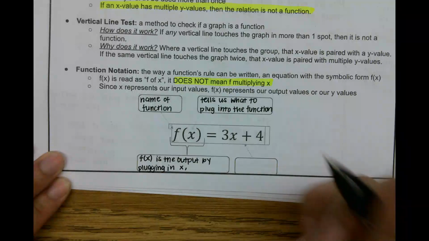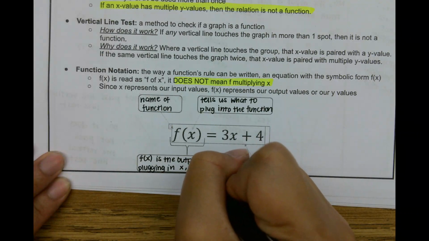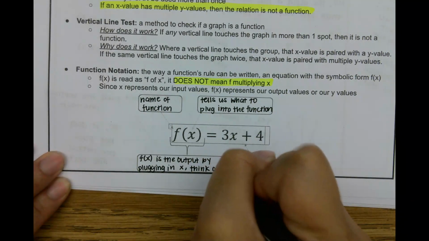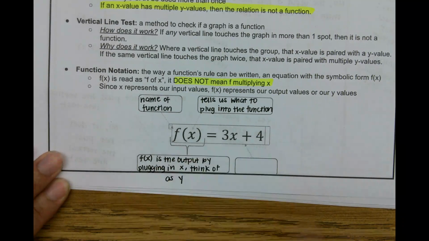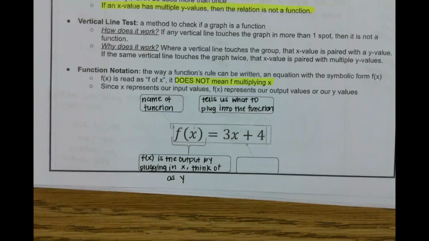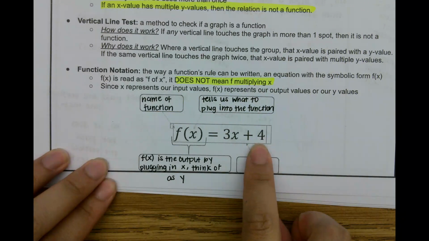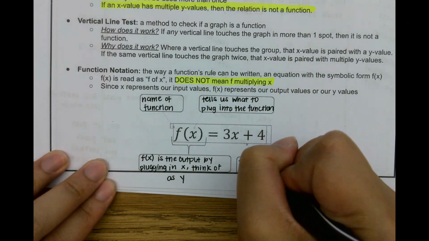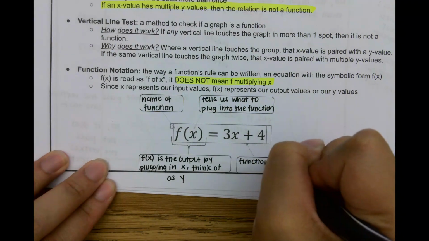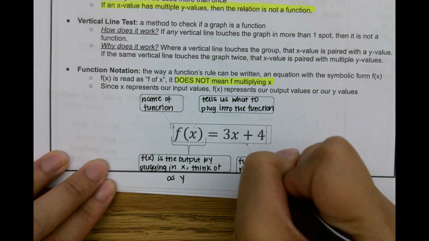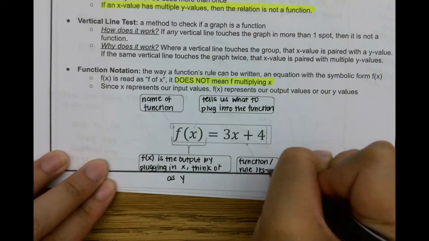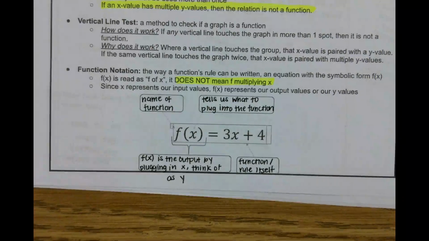Think of f of x as y. You plug in an x value, you get out a y value. And the thing after that is the function or the rule itself. For this function, the rule is 3x plus 4. But as we learn about more types of functions and graphs, the rules change.